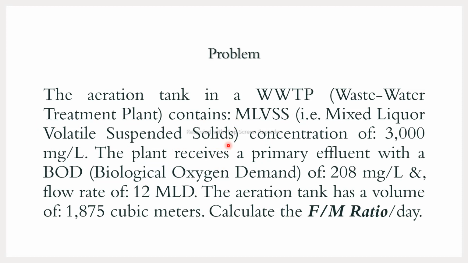So in our problem, the concentration of MLVSS is 3000 milligram per liter. The plant receives a primary effluent with a BOD of 208 milligram per liter and flow rate, that is the value of Q, of 12 megaliters per day or million liters per day. Now the aeration tank has a volume of 1875 meter cube. You have to calculate the daily F by M ratio.